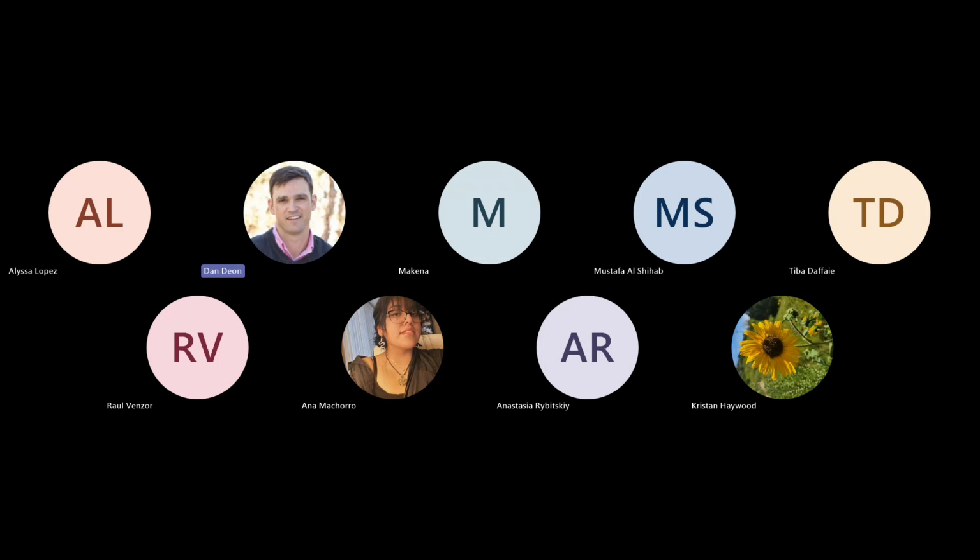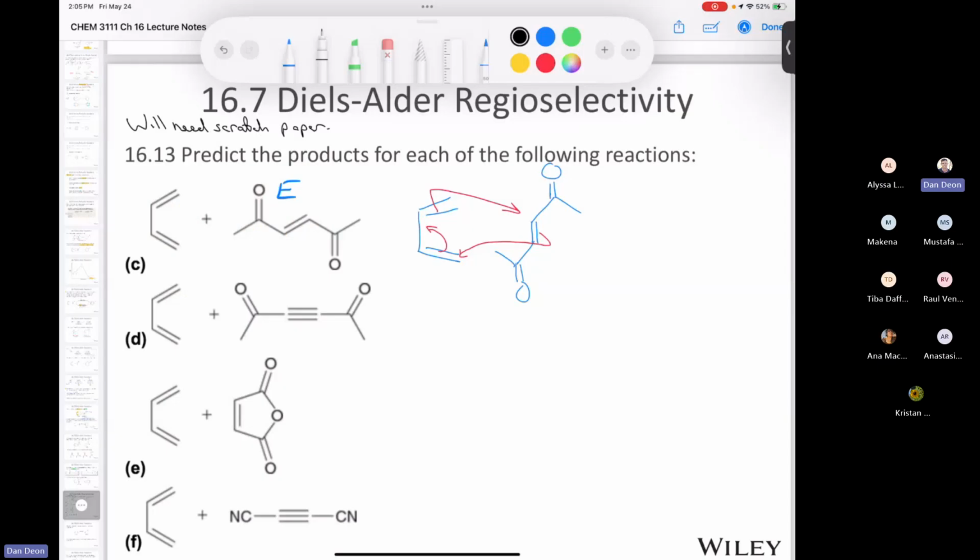So the first one, I redrew it in a way that I find is easier for my students to figure out what the products are. But you notice we started with an E dienophile, and so our product is going to be trans in our six-membered ring. So let me just draw the product.